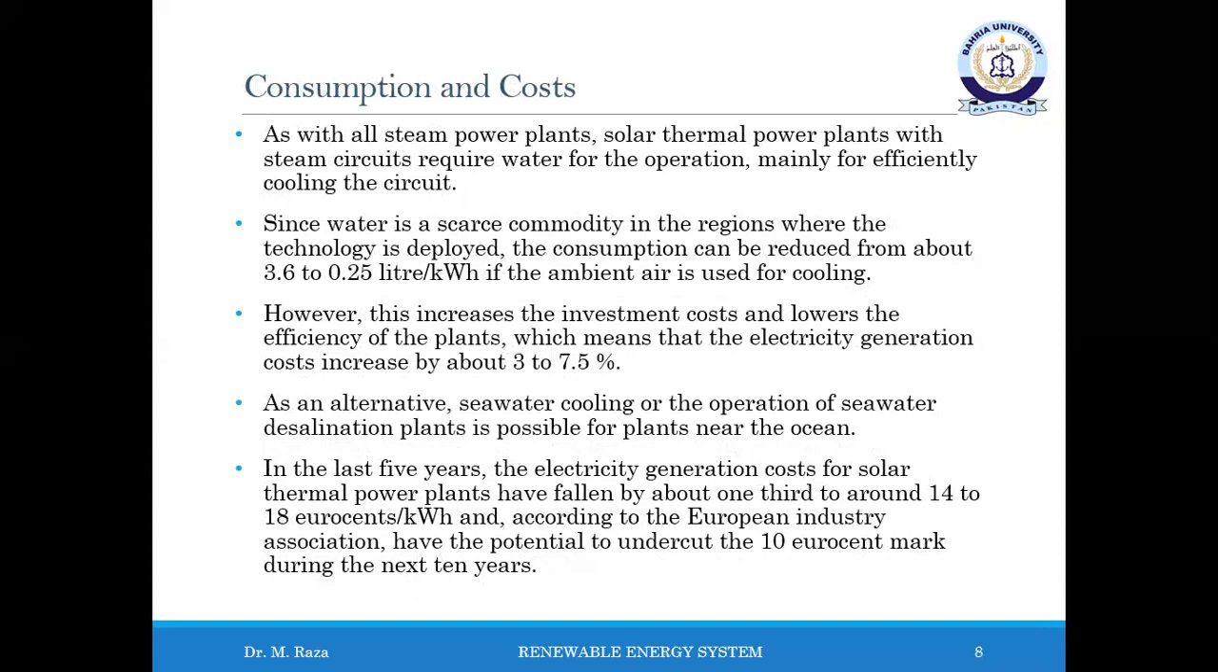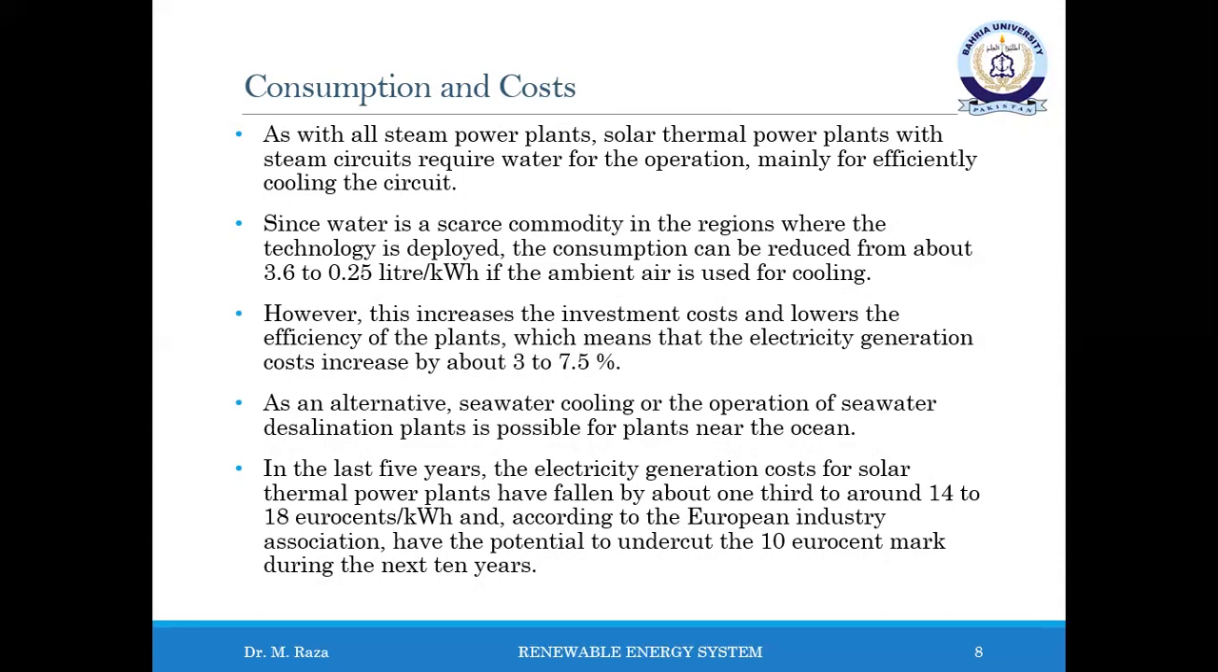However, this increases the investment cost and lowers the efficiency of the plant, which means that the electricity generation cost increases by about 3 to 7.5%. As an alternative, seawater cooling or the operation of a seawater desalination plant is possible for a plant near the ocean.